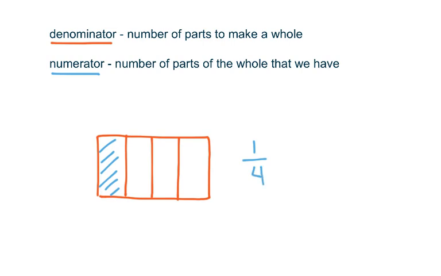And if we take a look at it, the denominator, the number of parts to make the whole, that's the number in the bottom, and it takes 4 parts to make the whole. And the numerator, the number of parts of the whole that we have shaded here, that's the top number in our fraction, and we have 1 part shaded. So we've shaded 1/4 of this figure. 1 is the numerator, 4 is the denominator.